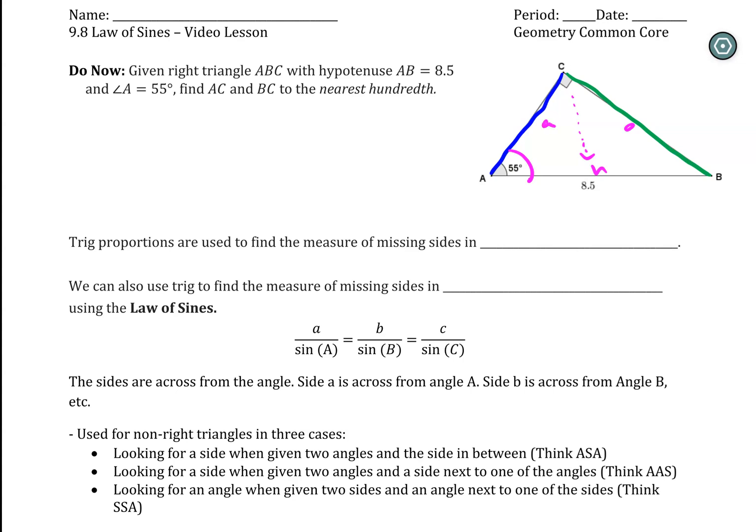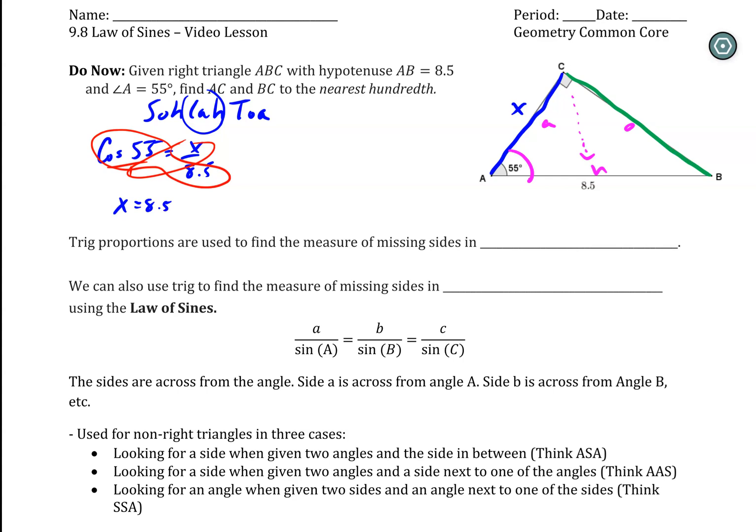So if I'm looking for this first one, according to SOHCAHTOA, I want the adjacent side, and I have the hypotenuse. That means we're dealing with cosine. So cosine of 55 has to equal adjacent, which we'll call x, over 8.5. Once I have that, put it over 1, cross multiply. We're going to get x equals 8.5 times the cosine of 55.